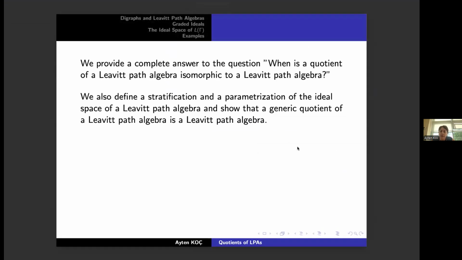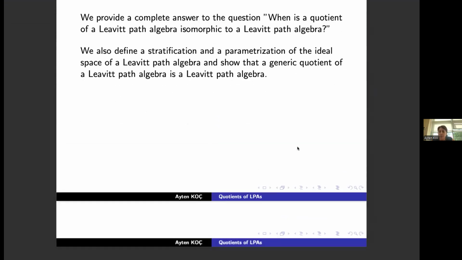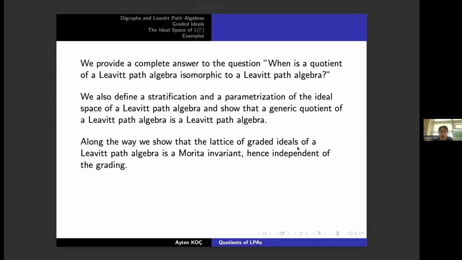Also, we define a stratification and parametrization of the ideal space of a Leavitt path algebra, and observe that a generic quotient of a Leavitt path algebra is a Leavitt path algebra. Along the way, we show that the lattice of the graded ideals of a Leavitt path algebra is a Morita invariant, hence independent of the grading.